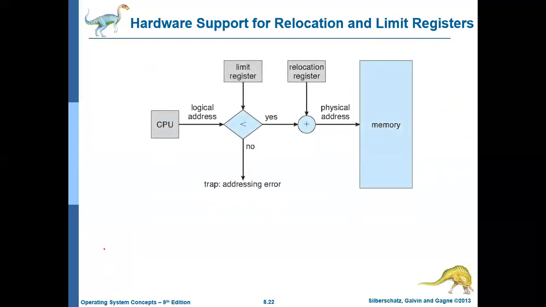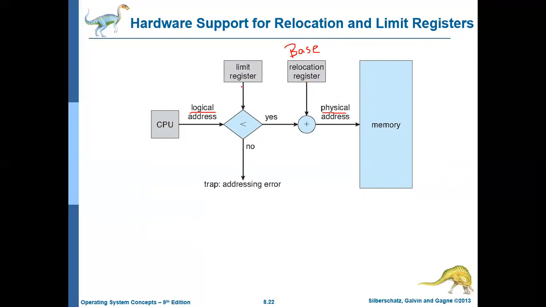So this diagram again explains the same thing. The CPU creates a logical address and that will be checked with the limit register, whether it is less than the limit register value or not. If it is less, it will be allowed to access. But before accessing, the address the CPU generated will be added with the content of the relocation register. The relocation register is nothing but the base register. By adding that, what you get is called the physical address. And now the CPU is allowed to access the memory content of that particular location.